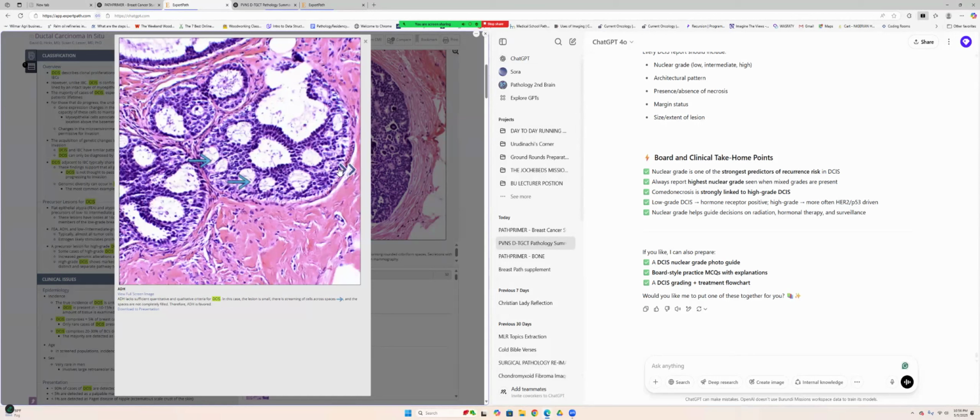ADH lacks sufficient quantitative and qualitative criteria for DCIS. In this case, the lesion is small. There is streaming of cells across spaces.